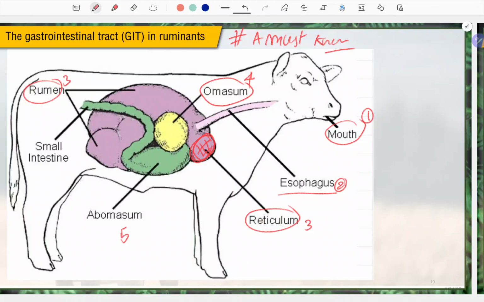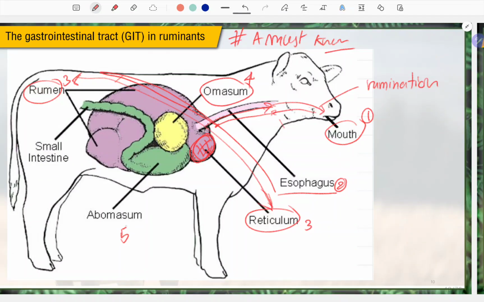The reticulum in ruminants is farther back. The feed goes to this one, back to this, up to the mouth, and back to this and back to this. That's called rumination.